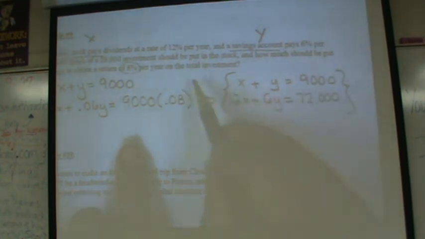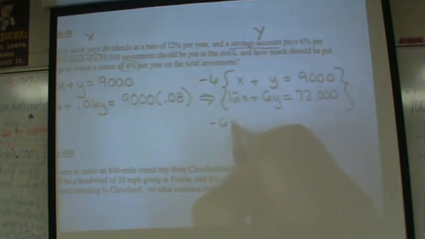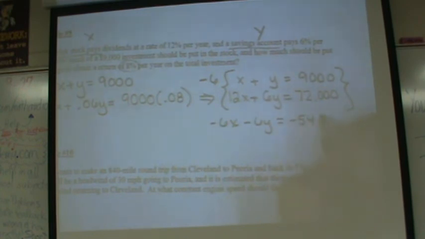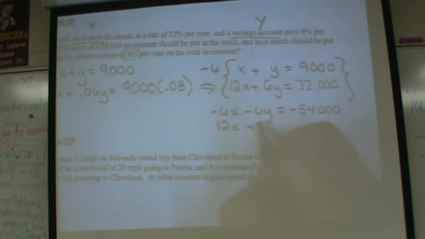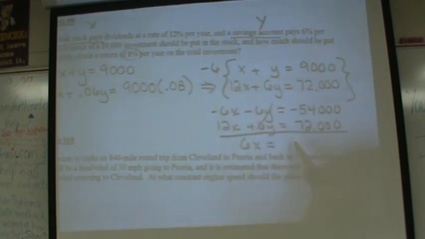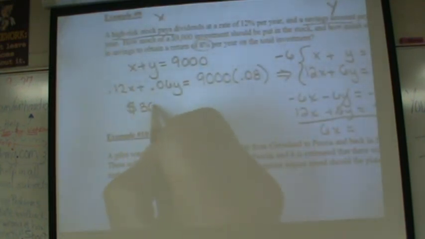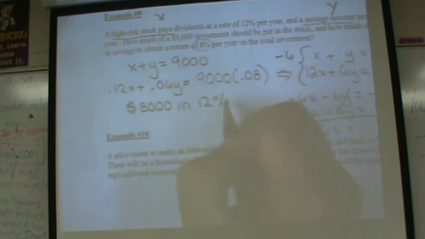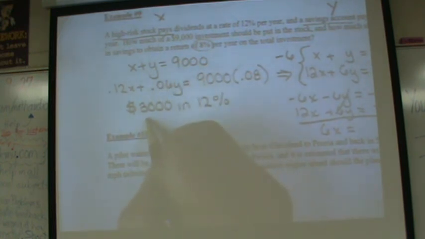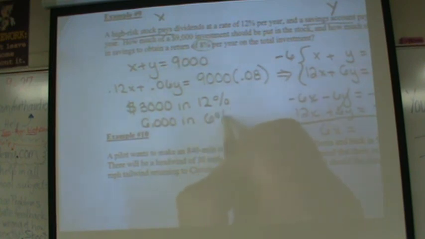How would you solve this? I'd probably multiply this top one by negative 6. So you have negative 6x minus 6y equals negative 54 with 3 zeros. Copy the bottom one, and go ahead and solve for x. Okay, what do you get here? What's 72,000 minus 54,000? 18,000. And what's x? 3,000, right? So x is 3,000. So we're going to say $3,000 in the 12% account, and then you subtract that from 9,000, and you get 6,000 in the 6% account.